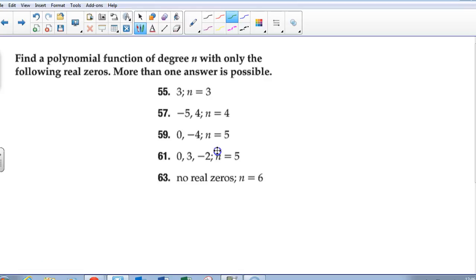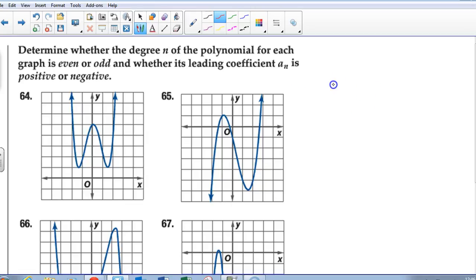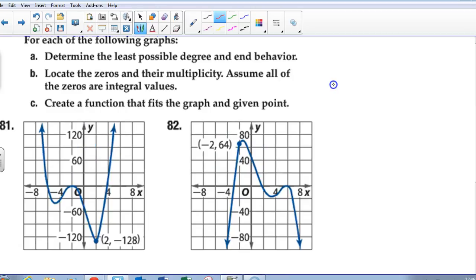These are write a polynomial function of degree whatever that has the following 0. So if it's degree 3 with a 0 at 3, yeah, that's all you got to do, okay? Then this is tell, is it even or odd? Is the leading coefficient positive or negative? That's all you got to do on those. And then there are some questions where you have to write an equation like we did on the worksheet, okay?